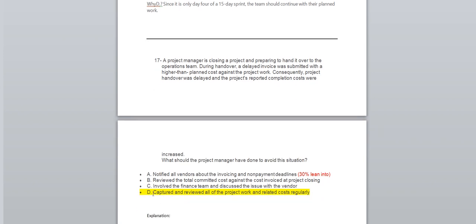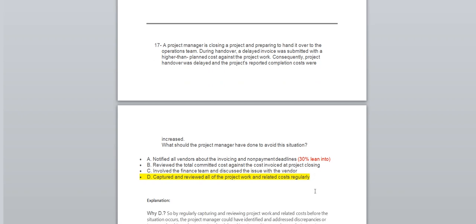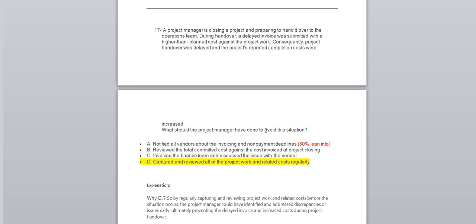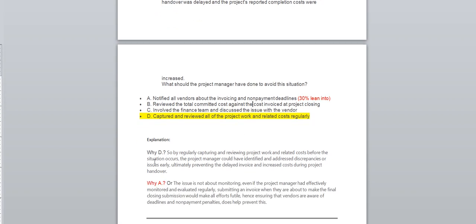I would definitely go with capturing and reviewing all the project's work and related costs regularly, so you won't end up like this. But I have a leniency of 30% toward notifying all the vendors about the invoicing and the non-payment. That's an extra effort you're going to be communicating. Rather, you capture everything on your own and make sure everything is in place. That's why I'm going with D.